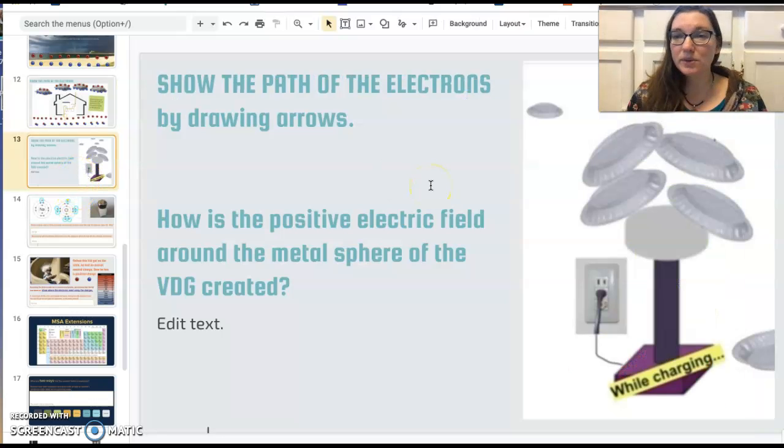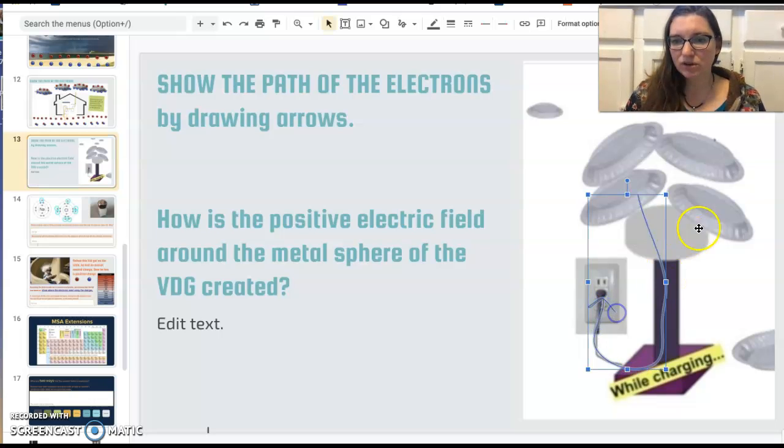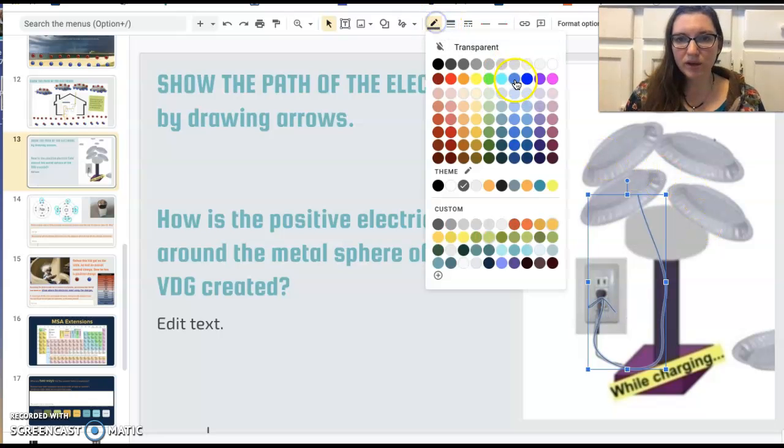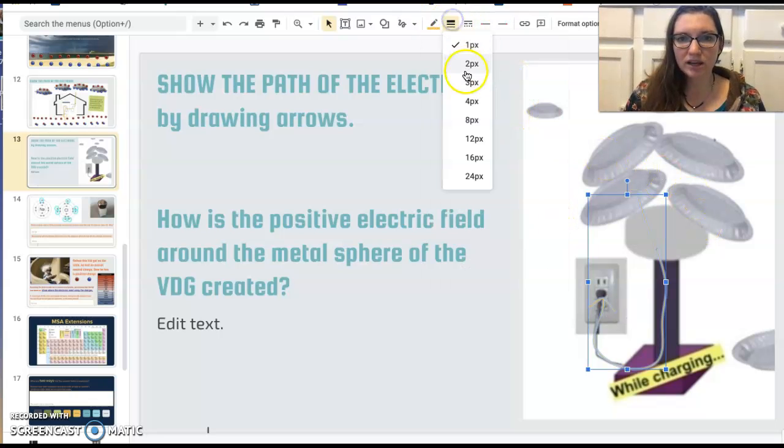Okay, so we're going to show the path of the electrons here by drawing arrows. I'm going to use my squiggle tool again. So the big idea here with the Van de Graaff is that the electrons are drained out of the metal sphere into the rubber band here and out into the electrical grid. There are some electrons that are coming in to power that rubber band spinning, but the positive electric field is caused by these electrons draining from the metal sphere and out into the electric grid. So I'm going to show that with orange again, make it bigger.